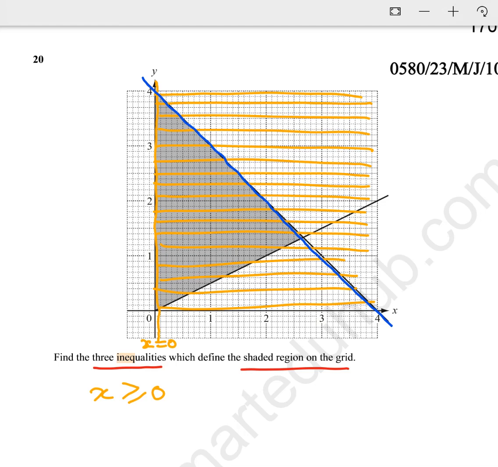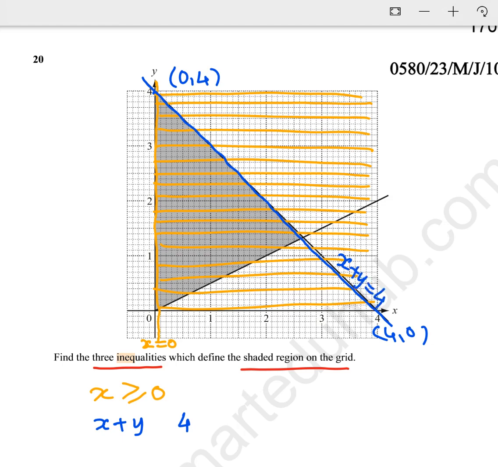Now we need to find the equation of this line. Now if you notice, the x coordinate is 4 and the y coordinate is 0, and over here the x coordinate is 0 and the y coordinate is 4. So when you add x plus y, what do you get? You get 4. So the equation is x plus y equals 4. Okay, that is confirmed. So this line is basically x plus y equals 4.